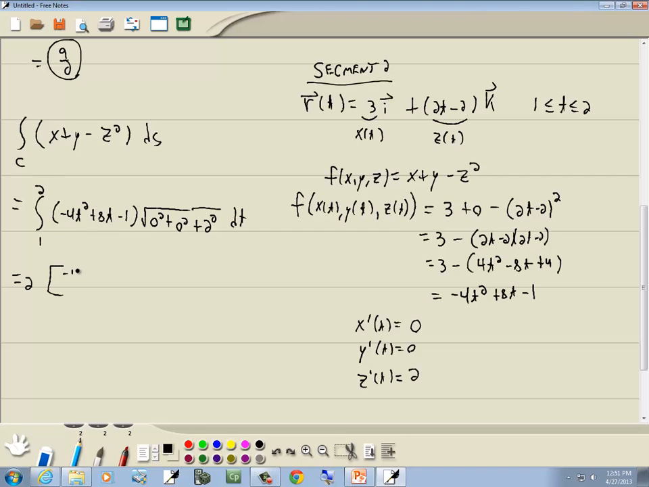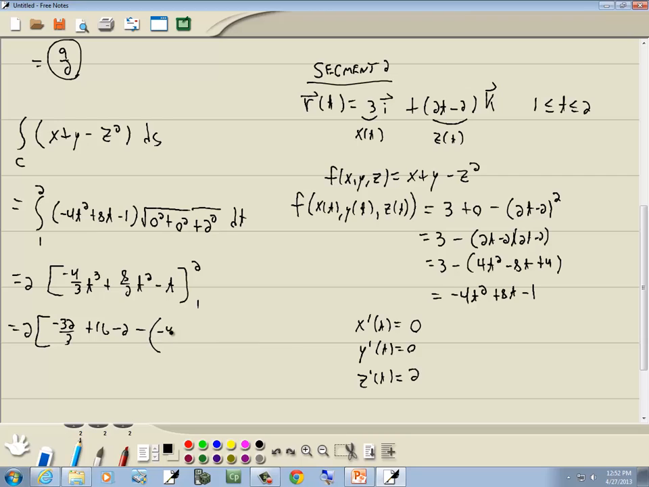That gives us negative 4 thirds t to the third plus 8 halves t squared minus t from 1 to 2. And now plug in these numbers. So plug 2 in. 2 to the third is 8 times 4 is 32, so we got negative 32 over 3. Now 8 over 2 is 4, so we got 2 squared, which is 4, times 4, which is 16, minus 2, minus, then we'll plug 1 in.